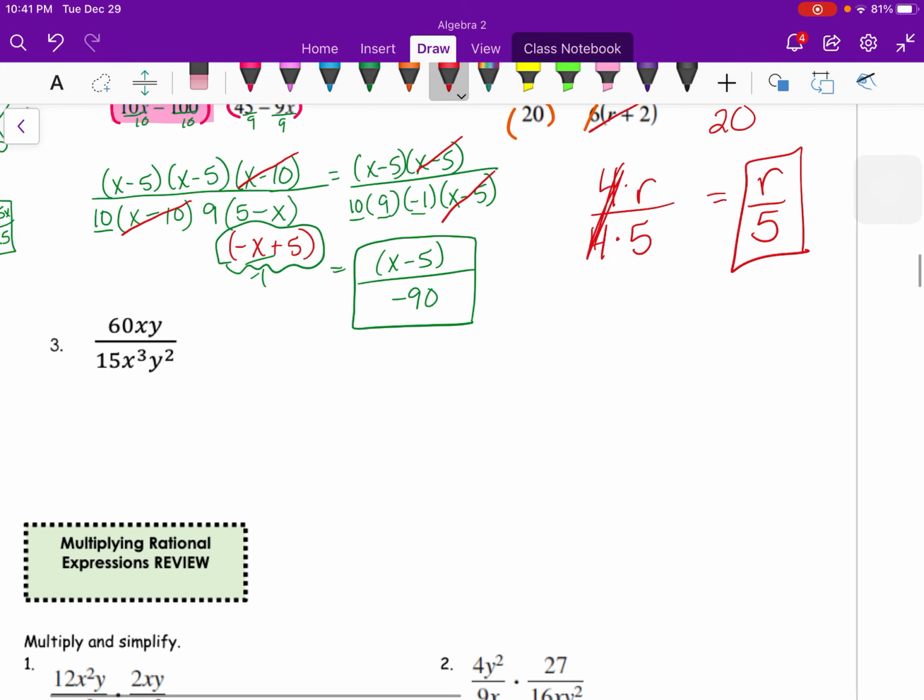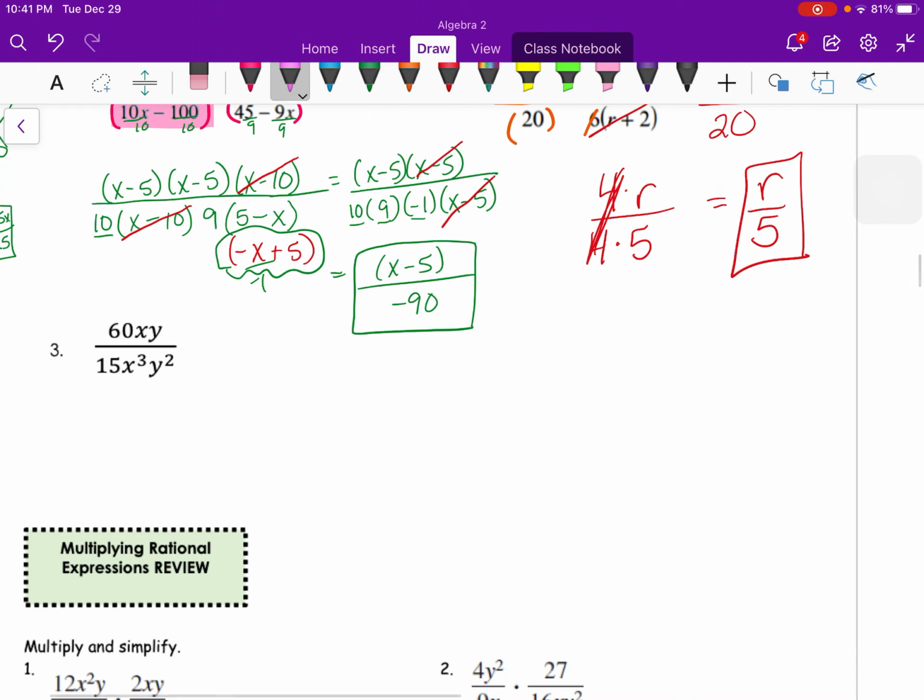And the last one. Okay, so you either use the subtraction property when you're dividing exponents. Remember that x is x to the first, and then y is y to the first. This is a fraction, so think about this as 60 over 15. And maybe 15, 30, so 15 times 4 is 60. So it should simplify to 4 over 1.